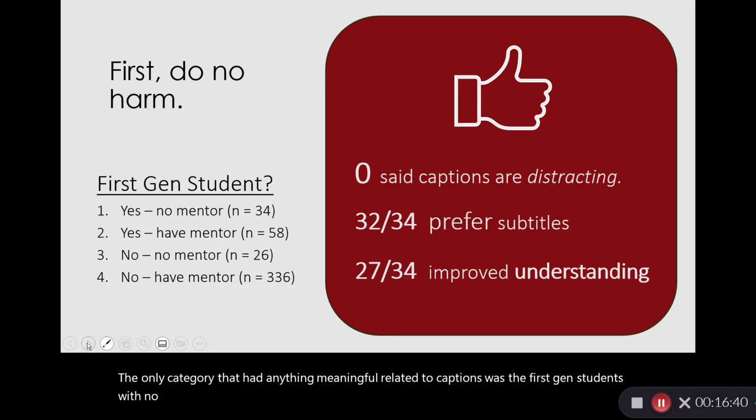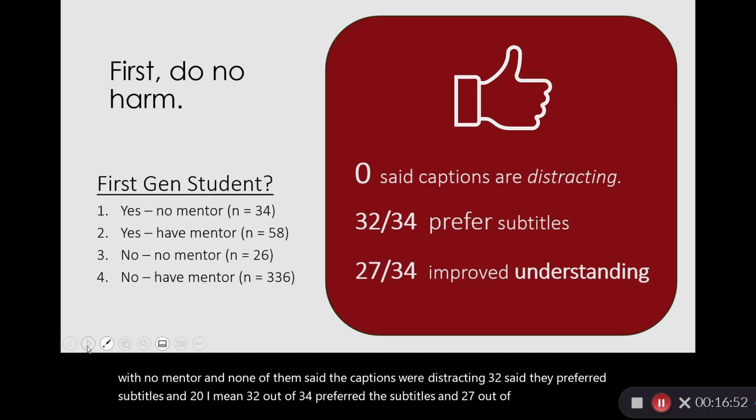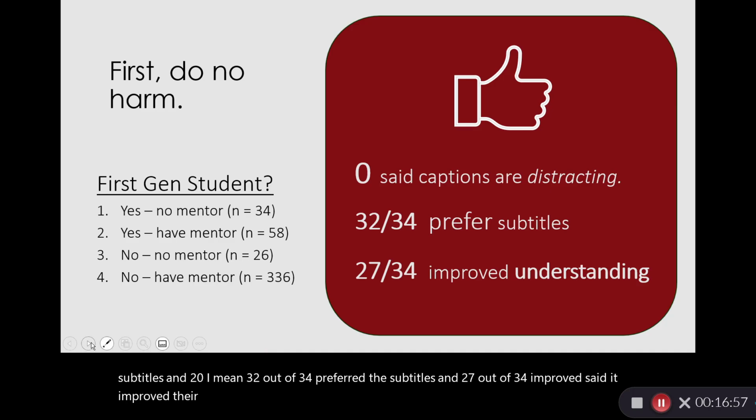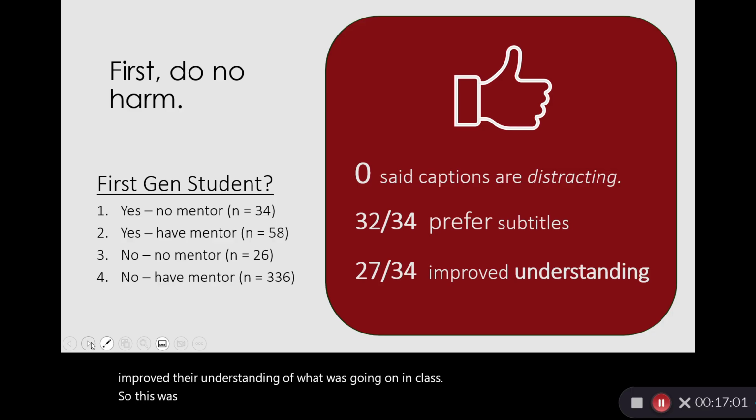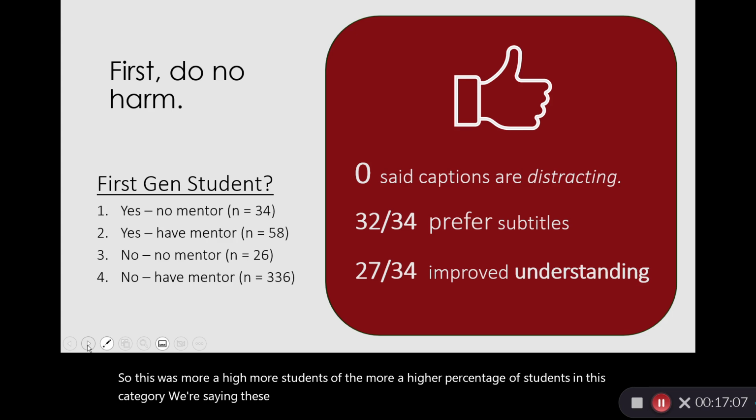And none of them said the captions were distracting. 32 out of 34 preferred the subtitles, and 27 out of 34 said it improved their understanding of what was going on in class. So a higher percentage of students in this category were saying these things about the subtitles.